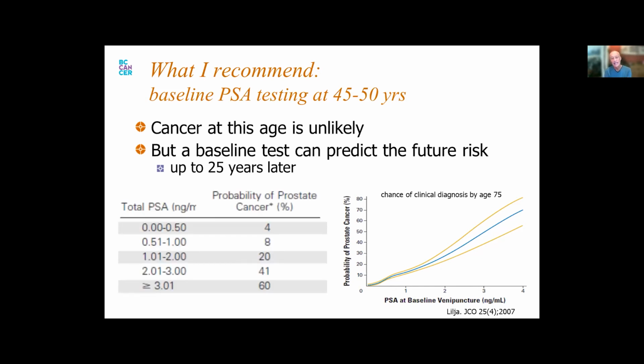And the probability of prostate cancer is shown in the graph with confidence intervals around it, but it's really dramatic. So in your late 40s, if you have a PSA level of 1, you have a 20% chance of being diagnosed clinically with prostate cancer. In other words, having symptoms. And if your PSA at that young age is greater than 3, you have a 60% chance of growing into problems with prostate cancer.